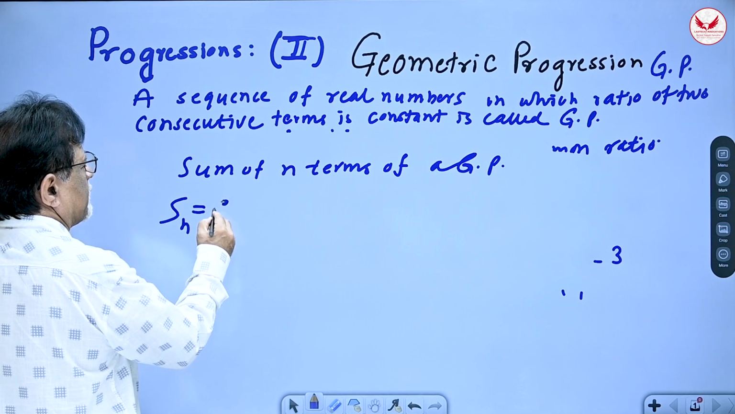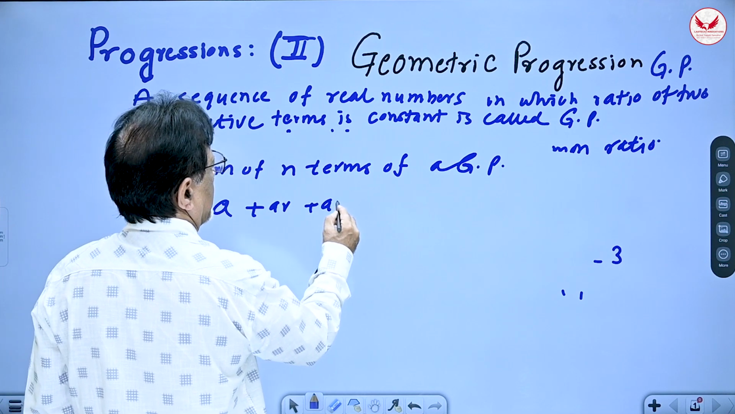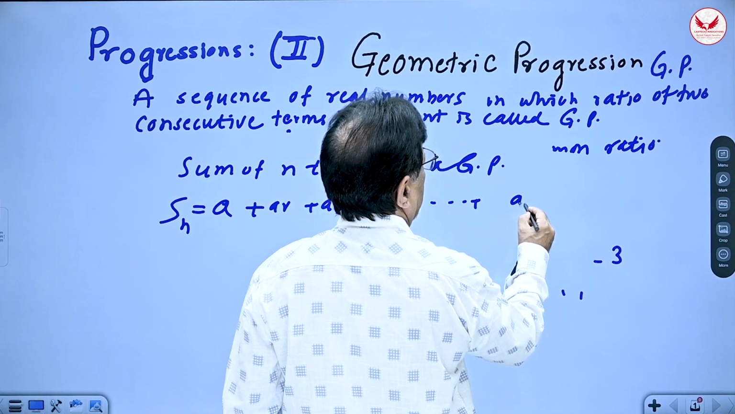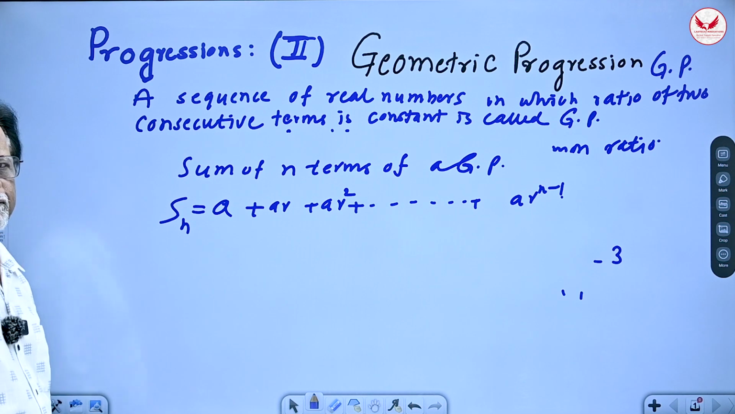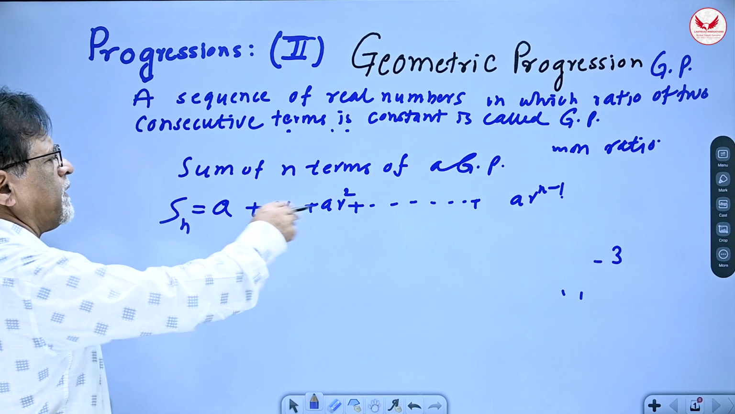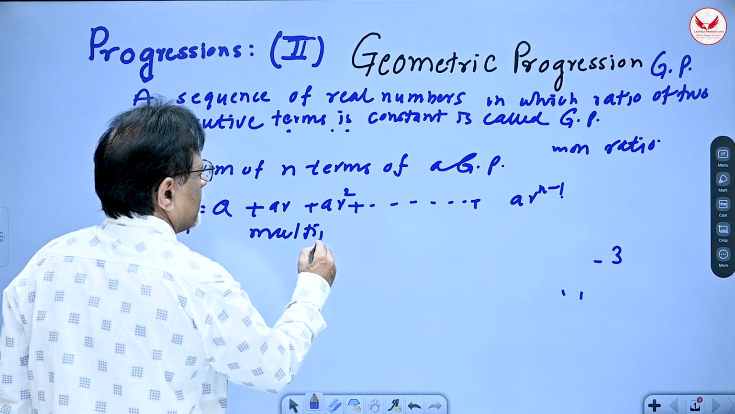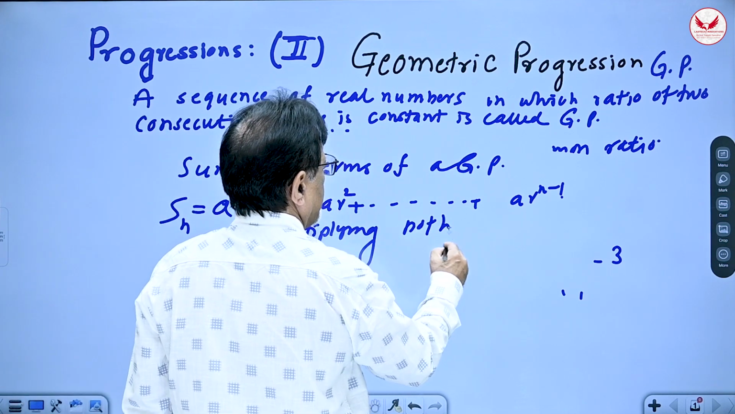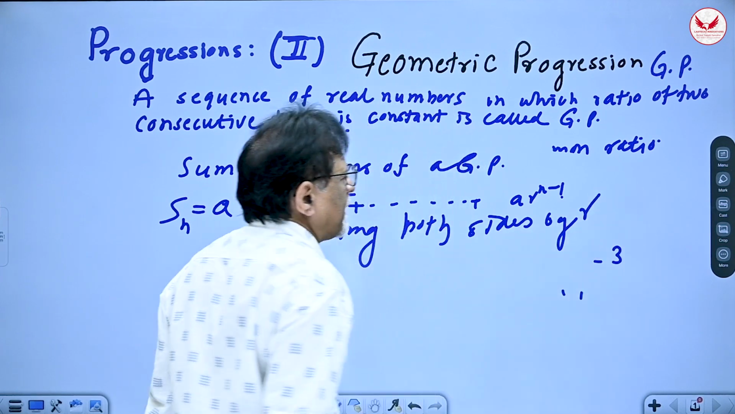What is Sn? Sn is first term A, second term AR, third term AR square, and so on and so forth till I reach AR raised to n minus 1. This sum I want to find out. Now there is a very clever trick in finding it. What I am going to do is multiply both sides by the common ratio R.